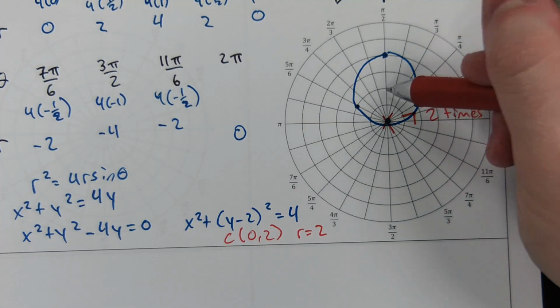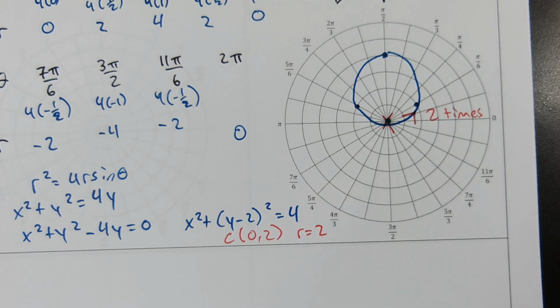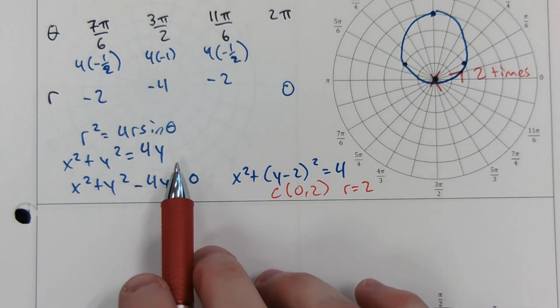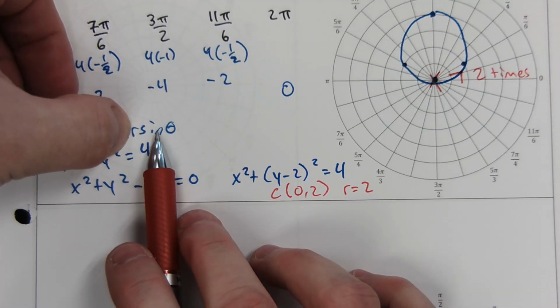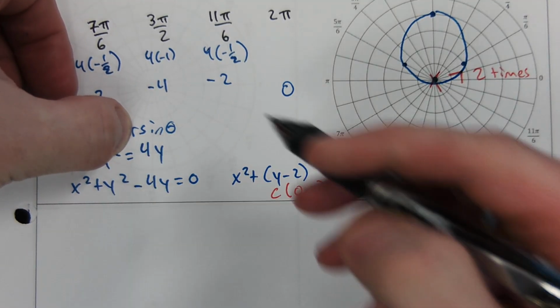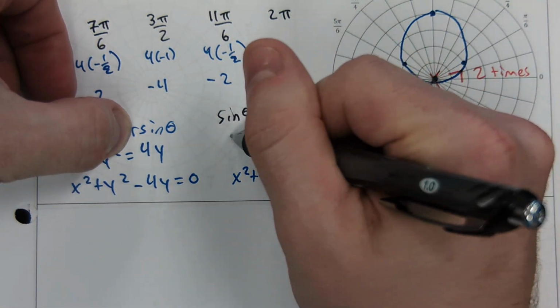See, if I was right here, I'd go up 2, and I'd go down 2. Yes, ma'am? Where did I get this 4 from? The 4y. It's the r sine theta. Remember, sine theta is y over r. Multiply both sides by r.